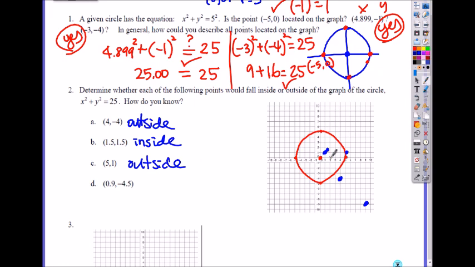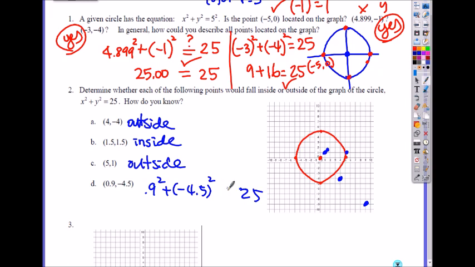What about 0.9, which is close to 1, and negative 4.5? It's somewhere here, right? Can you just take a guess? No, it cannot. It's somewhere here. It looks like it's right on the circle. So then what you need to do is compare the radius. If these two squared added, 0.9 squared plus negative 4.5 squared, is greater than 25, that means what? It has a greater radius, so it's outside. If it's less than 25, then it's inside. If it's equal to, then it's on the circle.